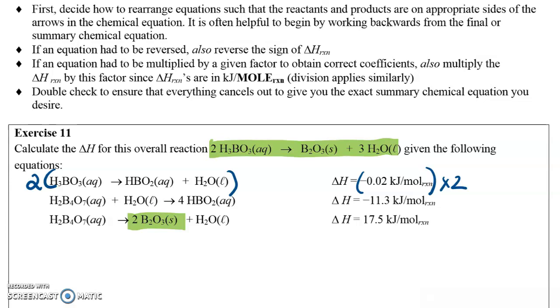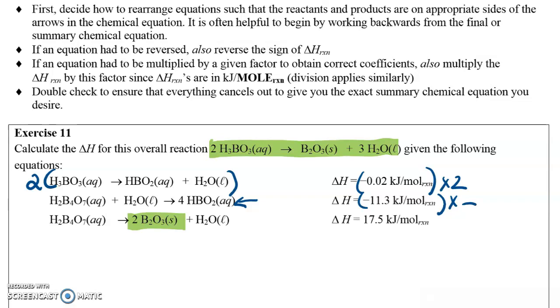So in order to get my H2B4O7s to cancel out, in this case, we're actually going to want to reverse reaction 2. So we're going to use this as the reverse reaction, which means that our enthalpy is going to be the opposite sign. So we're going to multiply that by at least a negative, but we'll see that we're actually going to need to do something else.